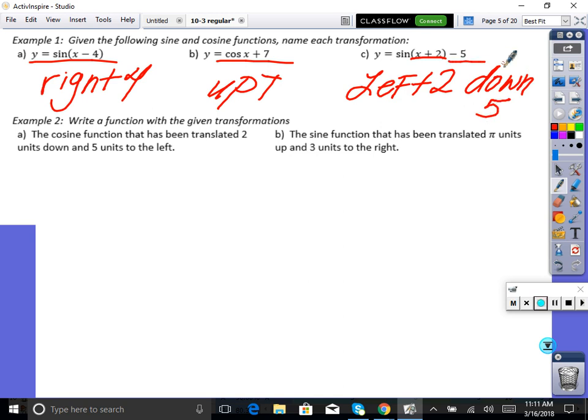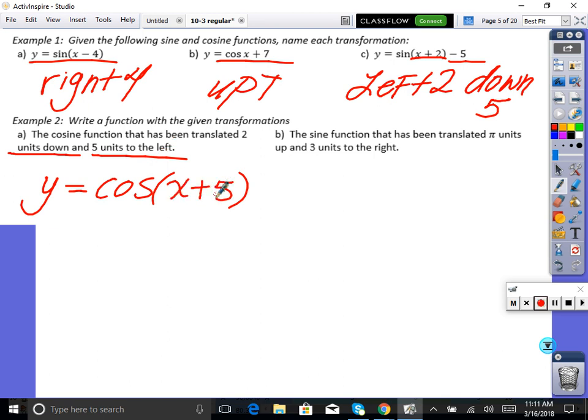All right. Now let's go backwards. This is a really good one. It says, given the cosine function, transform it 2 units down and 5 units to the left. So we'd say y is equal to cosine of what? 5 units to the left. X plus 5 or theta plus 5, same thing. I don't care how you write it. Great point. Then what? Minus 2. Very good.